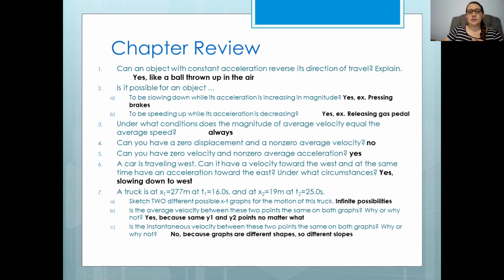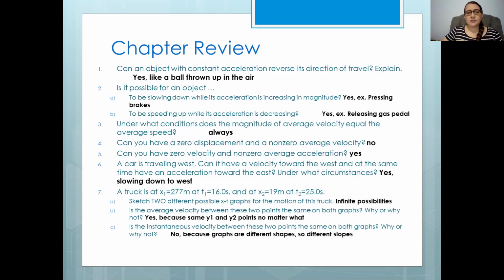Number 3, under what conditions does the magnitude of average velocity equal the average speed? Always. Speed is the size of the velocity. Remember, velocity takes into account the direction, but if we're just trying to consider the magnitude of the velocity, then that equals the speed.